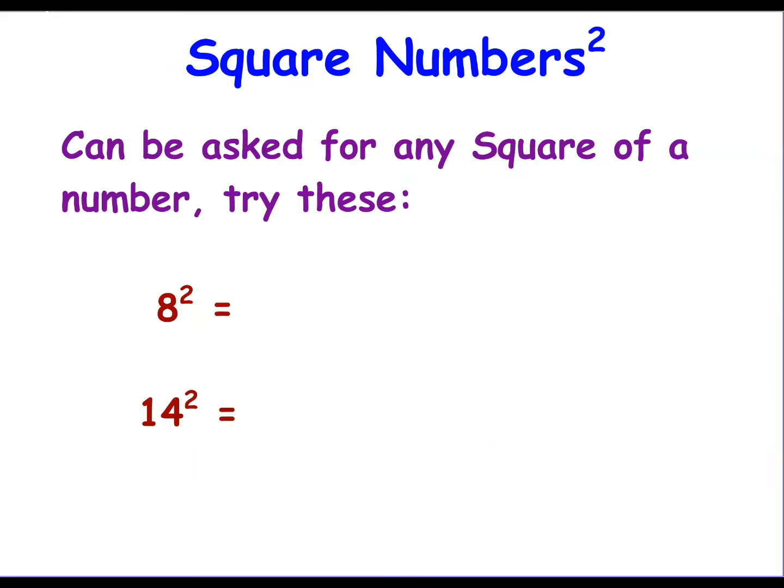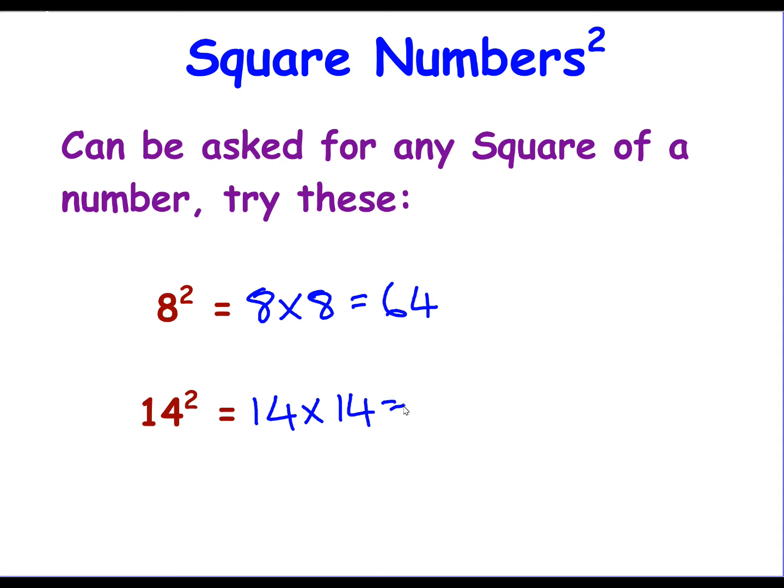So in these new style exams, you can be asked just straightforwardly for the square of any number. So have a go at these two. If you know your 8 times table, 8 squared means 8 times 8, and that is 64. Doing 14 squared might be slightly more problematic, in that we learnt our times table up to 12 times 12. So 14 times 14, which is what 14 squared means, requires us to do some mathematics.